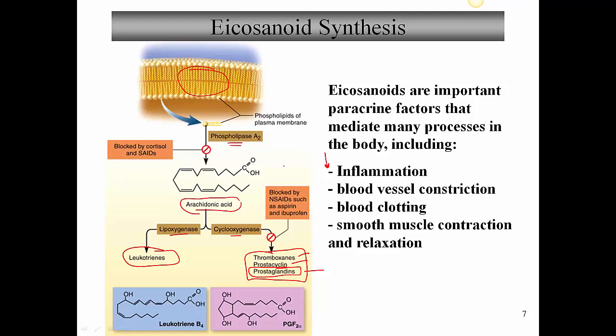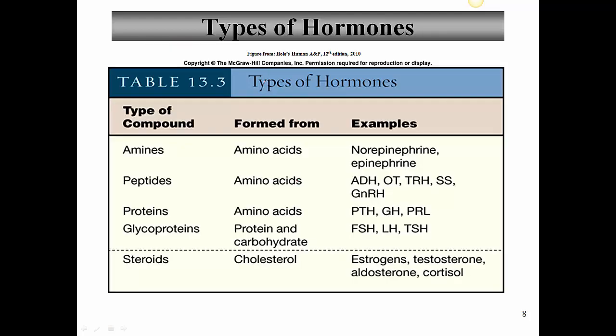So later, when many of you study pharmacology, you'll come back to the eicosanoids because this is a big pivotal point in patient management, pain management, and disease management. This table is a good summary of the different types of hormones that we have. You'll notice this dashed line here that separates the two major classes of hormones.